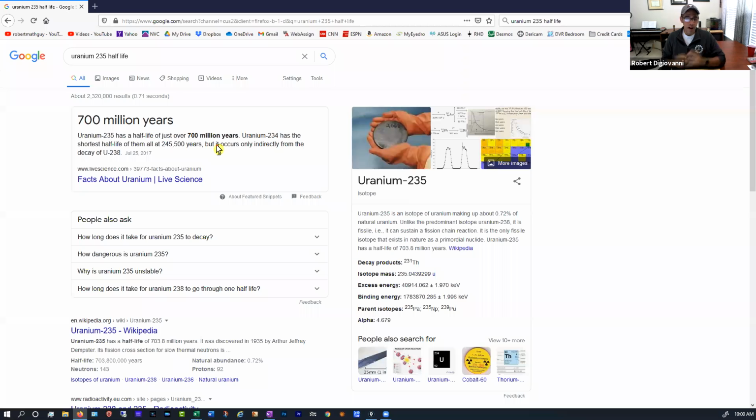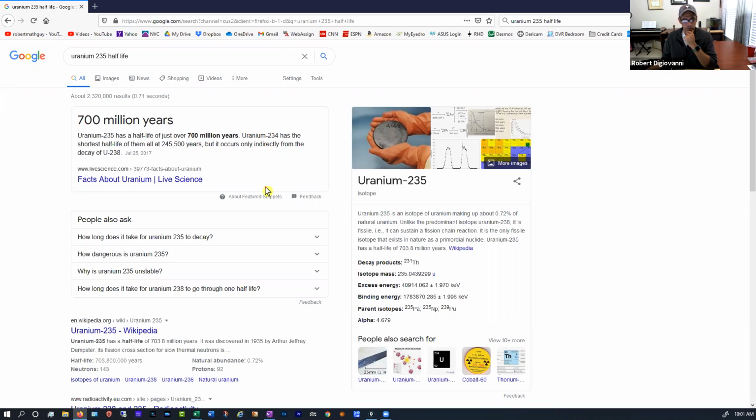So it's like a campfire that just doesn't stop burning ever. And that's why it's very difficult to get rid of this bad stuff. It's very hard to do. All right, well, 700 million years. Wow, that's a really, really big number.